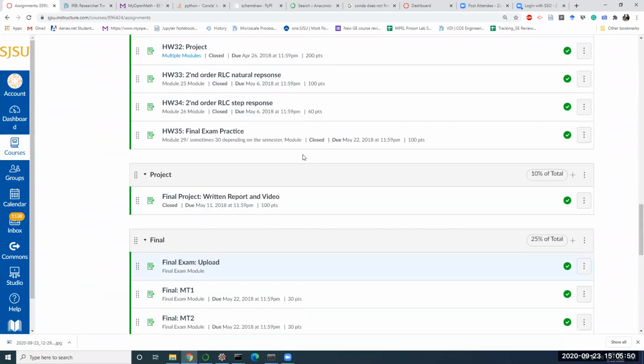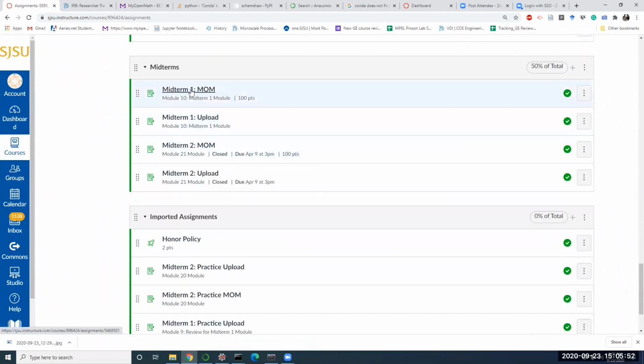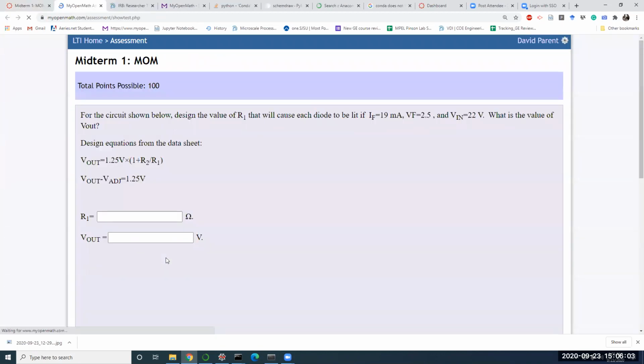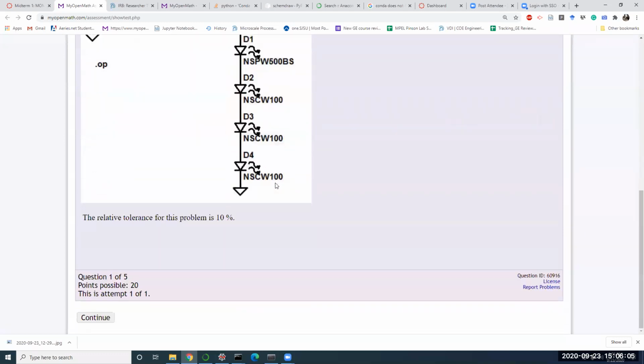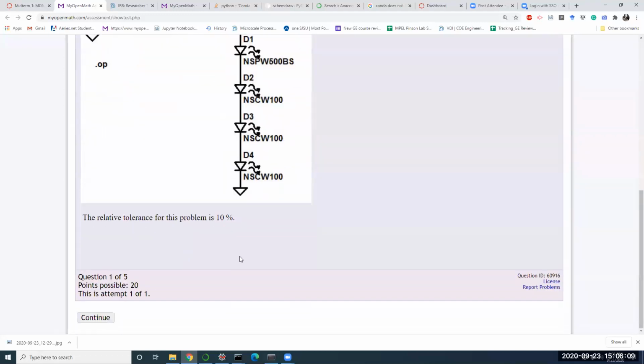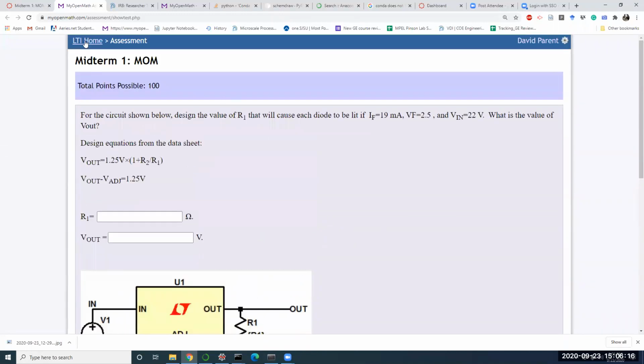So what you'll see under midterms is midterm 1 mom and midterm 1 upload. Midterm 1 mom, you click on that and the exam will start popping up. The difference being is you'll be able to see your exam all at once. You'll be able to download and print it, which I strongly suggest, especially if your internet is spotty.